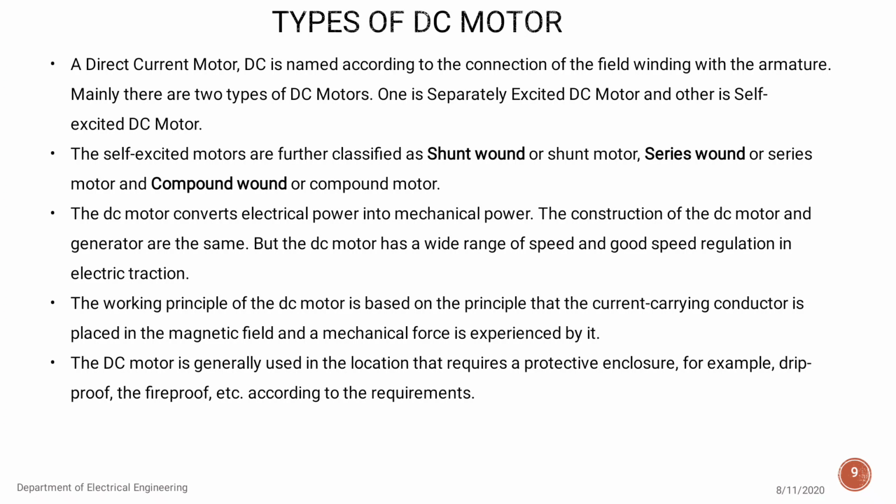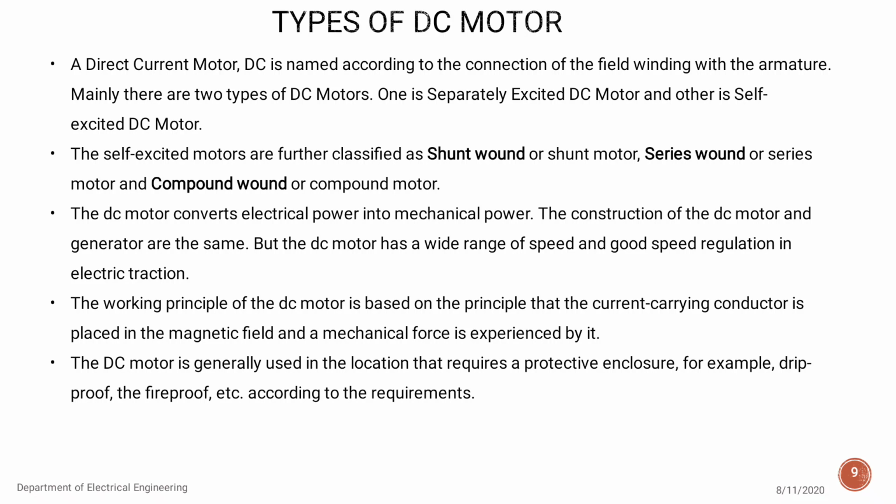So the way of connection of the field winding with the armature is the main thing. As per that connection, there are two major types. The first one is the separately excited DC motor, and the other one is the self-excited DC motor. As we have already seen in the case of generators, there were separately excited and self-excited DC generators. The same thing applies here, only the word generator is replaced by motor.